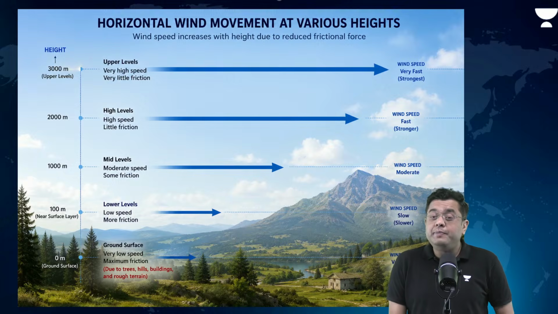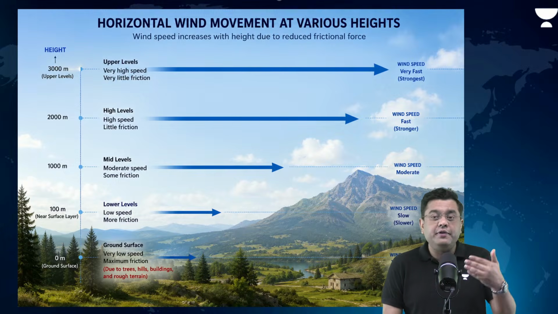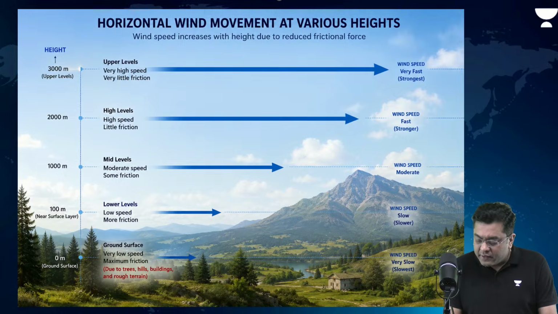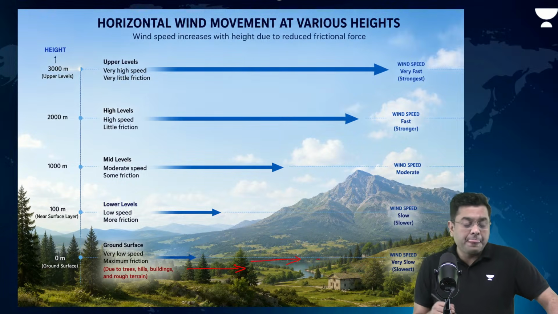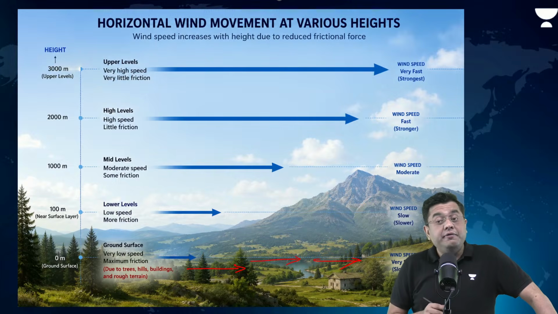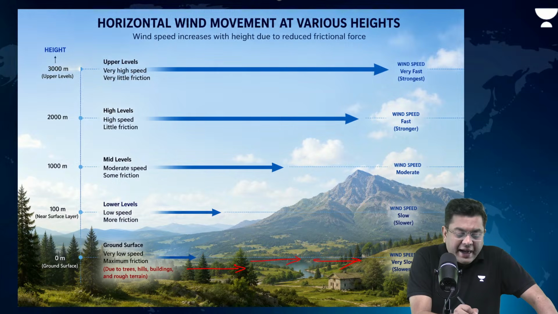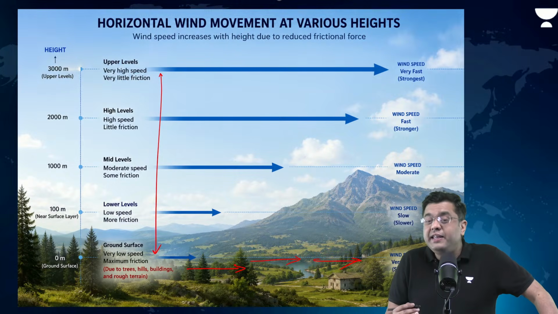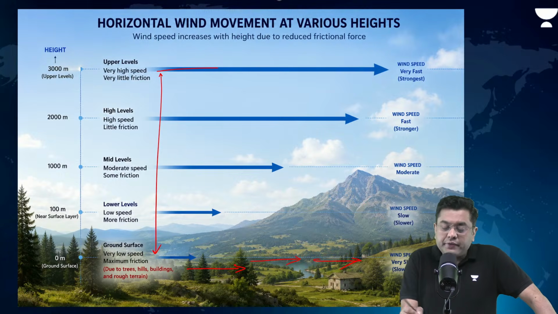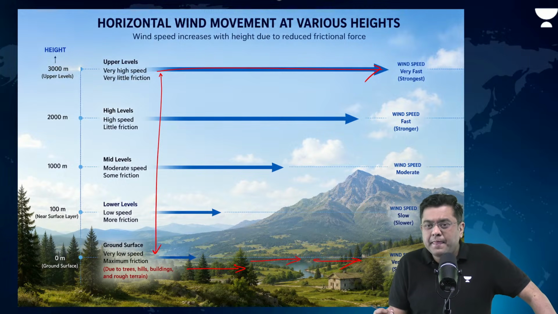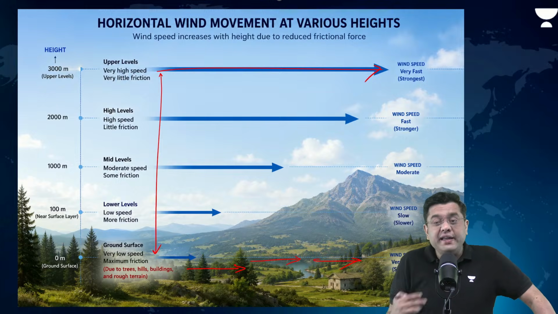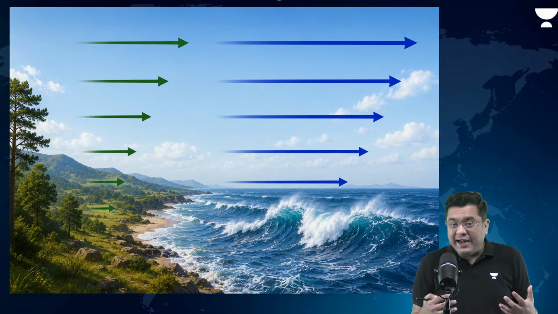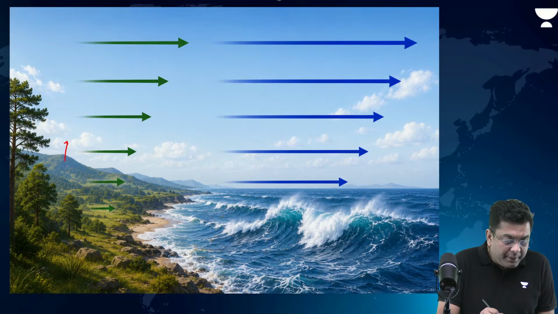So when winds move across the surface, at the ground level they will encounter the hills, the buildings, the terrain, everything. So the wind speed is going to be very slow. But as you move to a greater height, they do not experience any kind of resistance. So the wind speed is going to be very, very high. Similarly, when we talk about land areas and water bodies, over the land areas, frictional force will be very high.